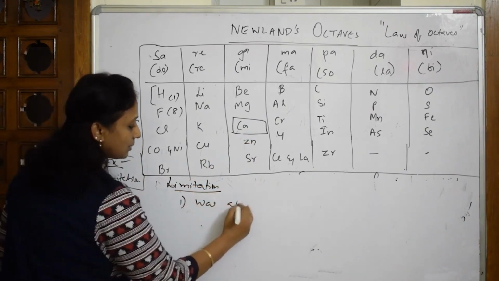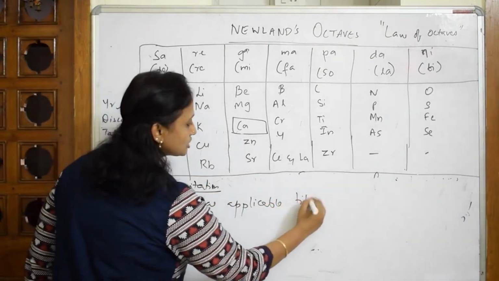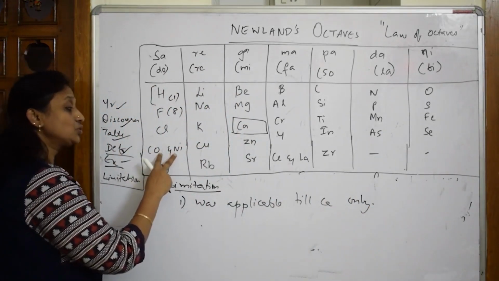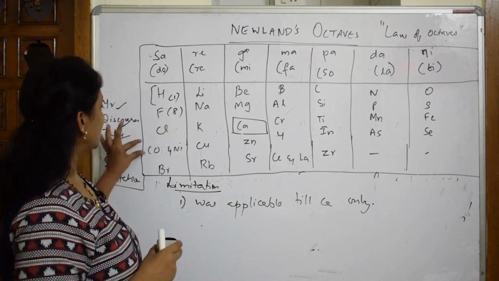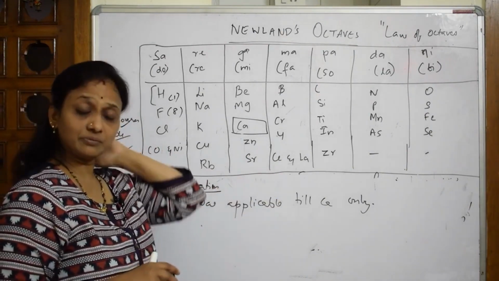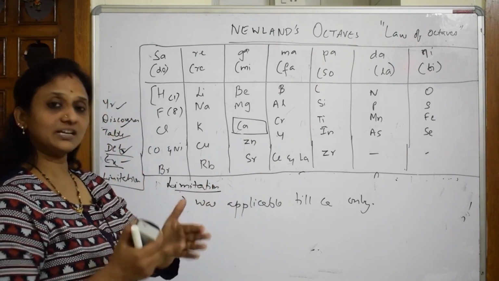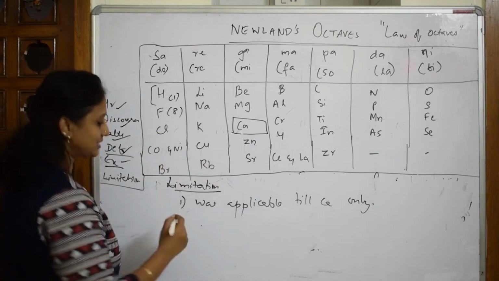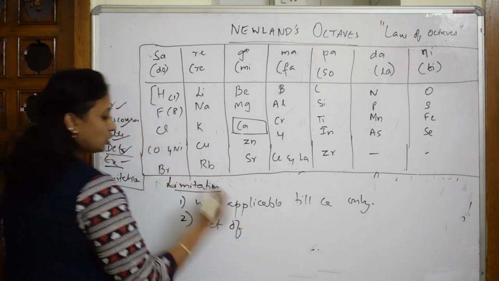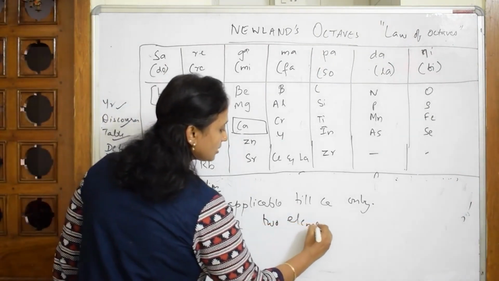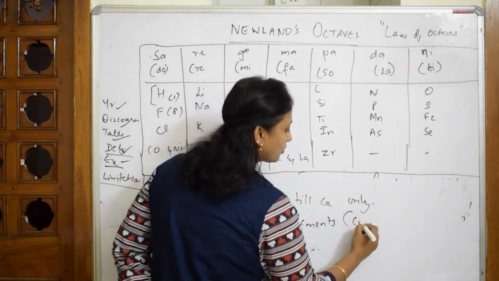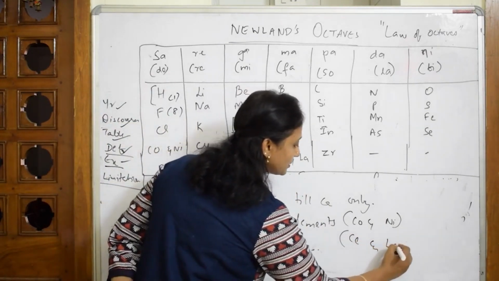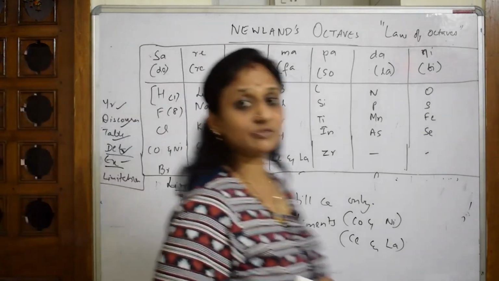Was applicable till calcium only. Okay, till calcium only, done. After that, what happened? He started arranging two elements together in one table. See here, cobalt and nickel, cerium and lanthanum. He said both the properties would be similar, and he placed two elements in one place, which should not happen, because elements should be similar in properties, then only I can place them, isn't it? So, a set of two elements: in this case, he placed cobalt and nickel, as well as cerium and lanthanum, at one place. Sets of two elements were placed under one table.